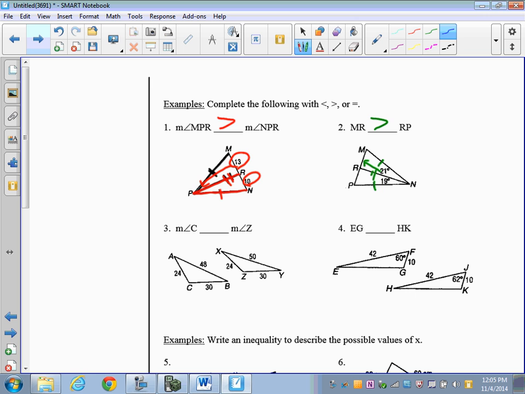Let's go on to number 3. We have two sides that are congruent. 50 is the bigger one, and we always point to the smaller one, so the measure of angle C is less than the measure of angle Z. For number 4, we have two sides that are the same, and the bigger angle is 62. So that means HK is bigger than EG. Again, we point to the smaller side: EG is less than HK.